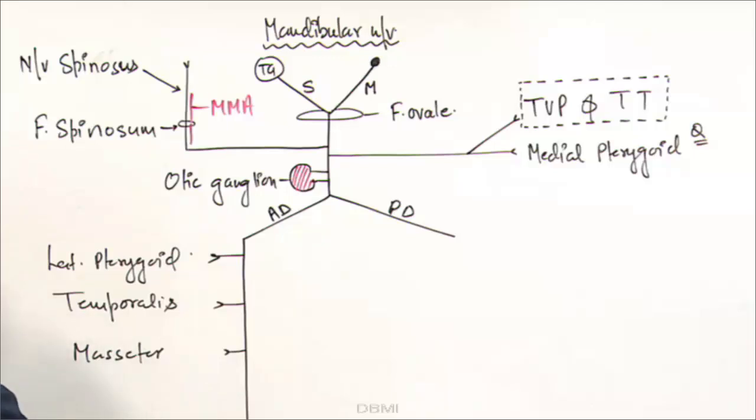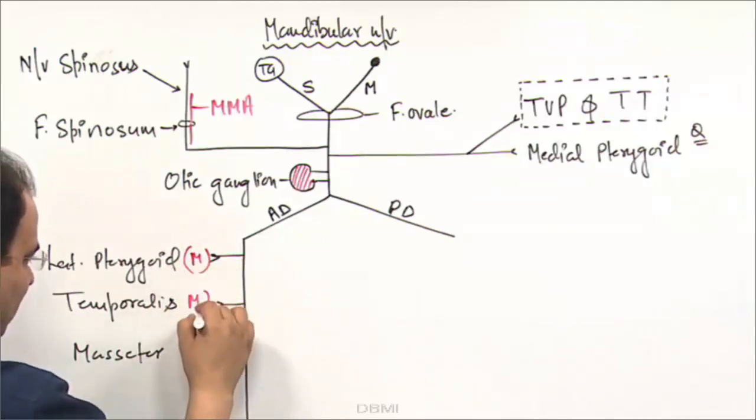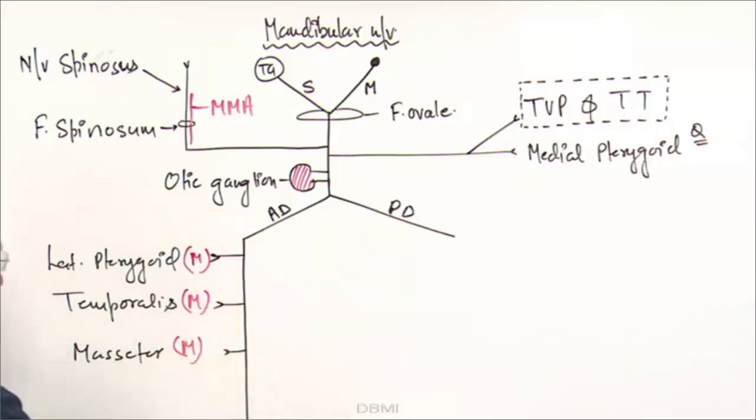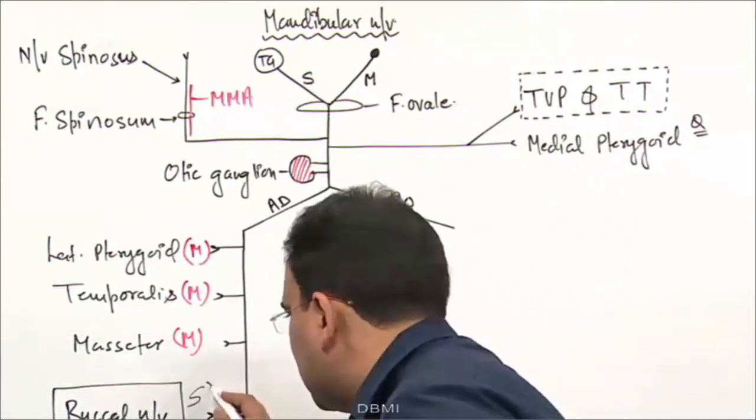Now all these branches which are supplying these muscles, obviously these are motor branches. I am writing M here. So these are 3 motor branches coming from the anterior division, and there is one sensory branch, which is called the buccal nerve. The only sensory branch from the anterior division of the mandibular nerve is the buccal nerve. This is the only sensory branch, please note.